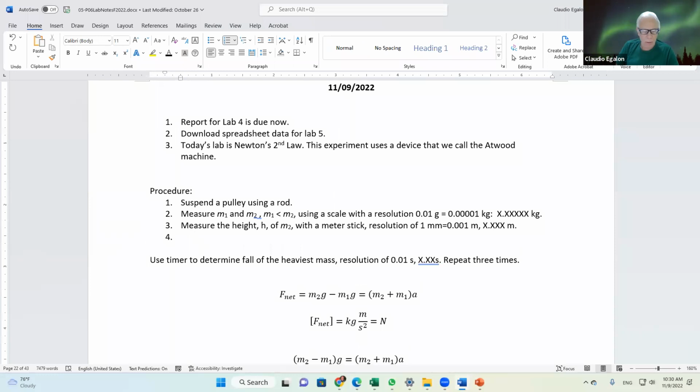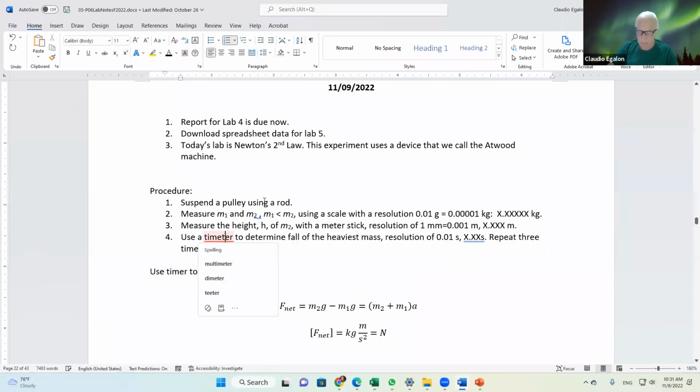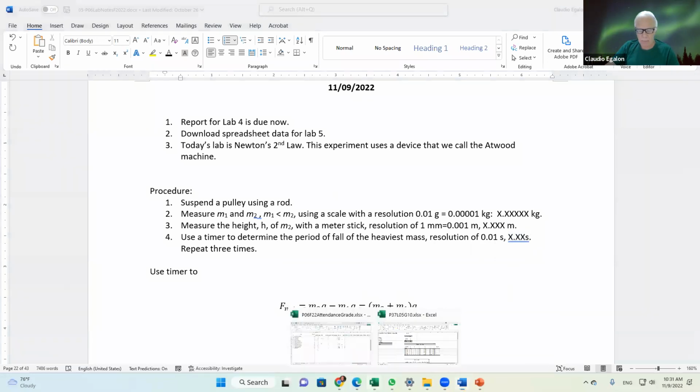And use a timer to determine the period of fall of the heaviest mass. The resolution of our timers in our cell phone is hundredths of a second, 0.01 seconds. That's how you log the values, right? Without the unit second, of course, and repeat that 3 times. So here you go.